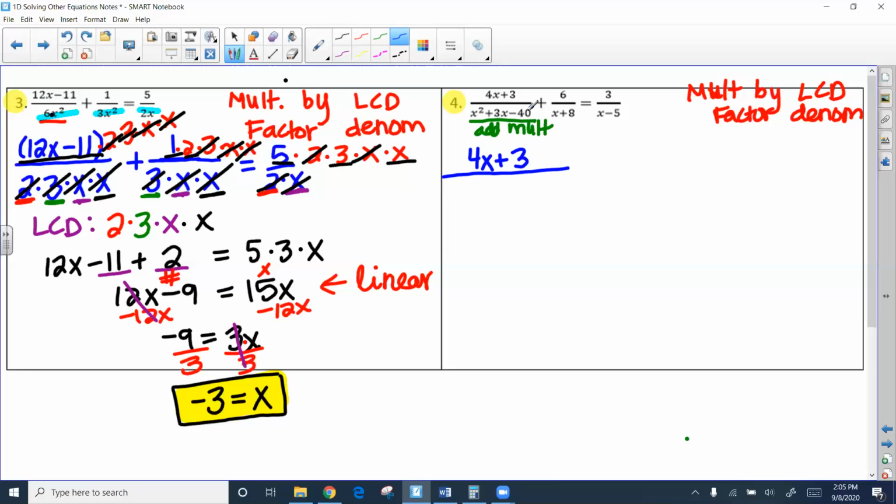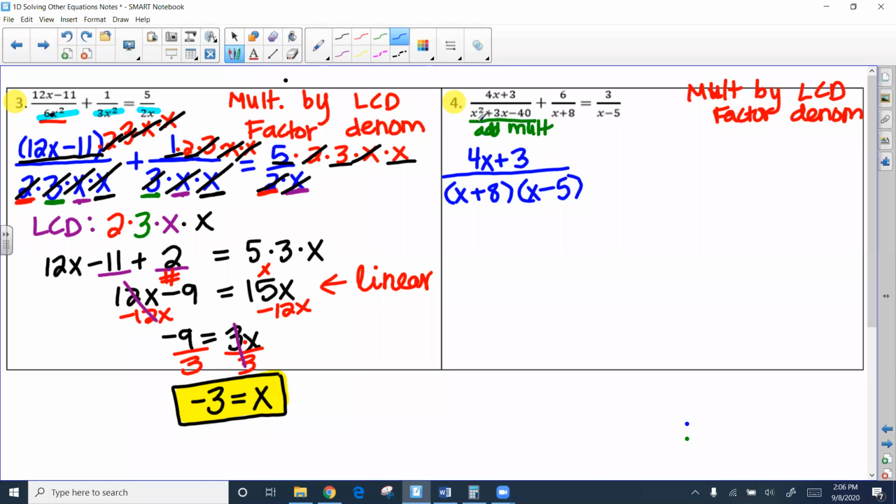The 4x plus 3 is going to stay in the numerator. And I need to factor the denominator. So this type of trinomial is going to factor into two binomials. And since the leading coefficient is a 1, I know my binomials will just have leading terms of x. And the numbers that multiply to be -40 and add up to 3, the numbers are 8 and 5. To add up to a +3, I'm going to have a +8 and a -5. So those are my factors. x plus 8, x minus 5.